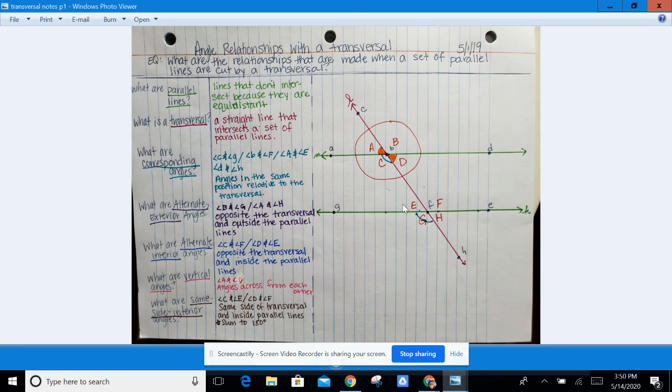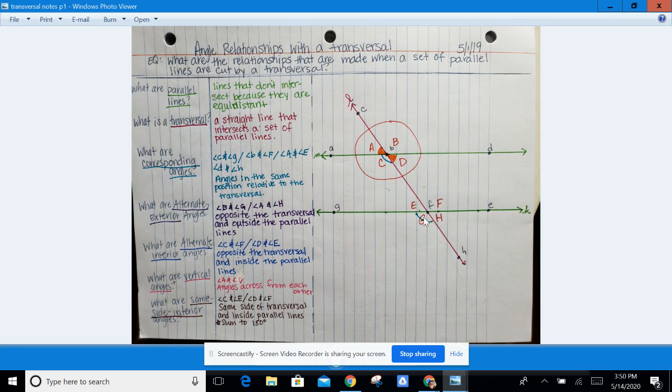Sorry. So C and E sum up to 180 degrees. They're not the same measure. And how do I know that? Because C and D are supplementary, they're on a straight line. Then D and E are alternate interior, so if I know what D is, I also know what E is. If these two sum to 180, then these two have to also sum to 180.